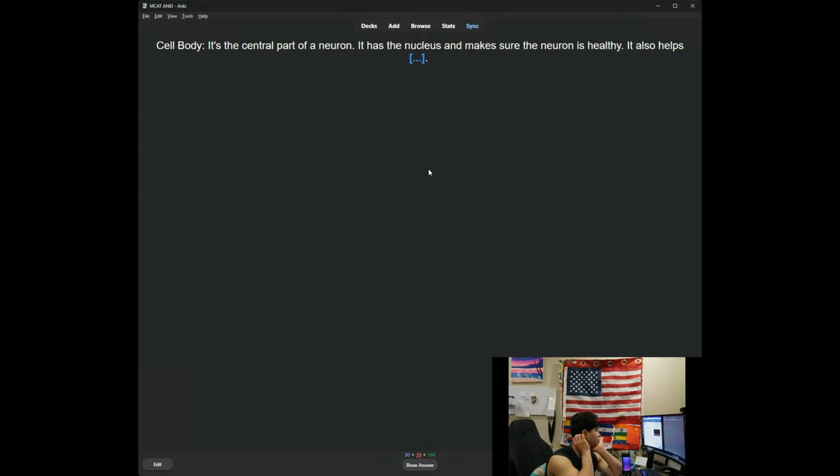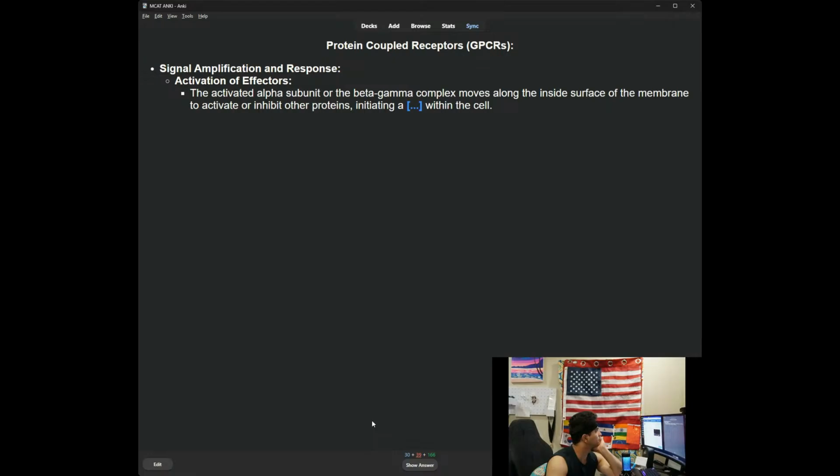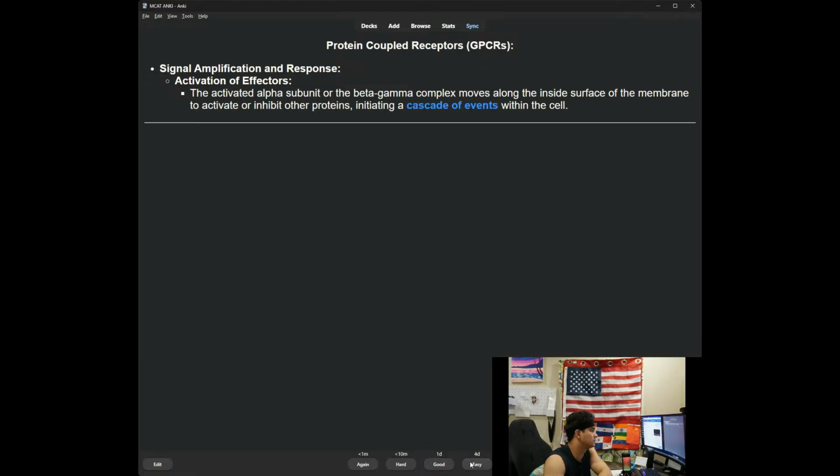Cell body is a central part of a neuron. It helps to make sure that the neuron is healthy, and also helps to receive signal, right? Transmit signal. Processing. Cellular response within the cell.